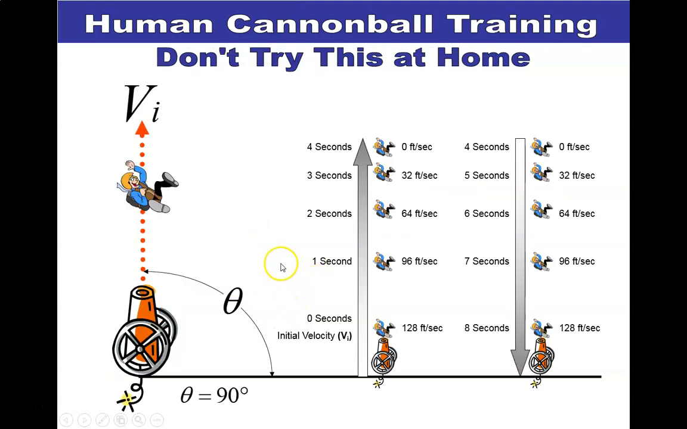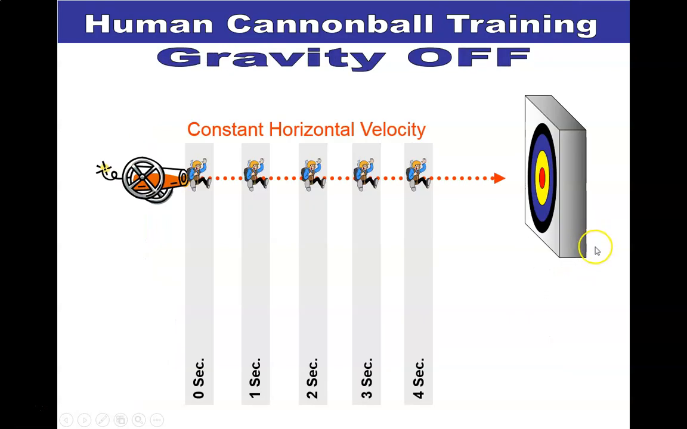All right. So here we're going to fire something straight up, and we fire it up at 128 feet per second. Gravity is going to slow it by 32 feet per second every second until it comes to a stop, and then it's going to speed up at 32 feet per second all the way back down. And if we were dealing with the metric system, it'd be 9.8 meters per second. They're the same number, just converted units.